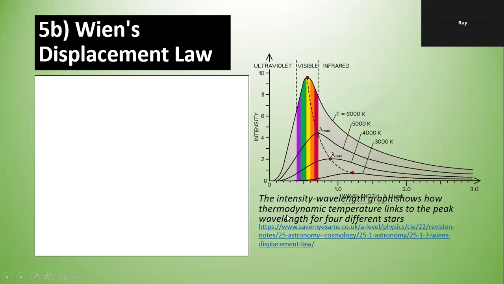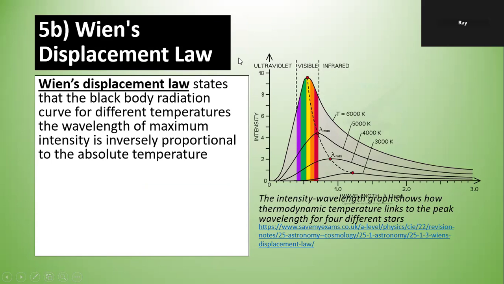The intensity wavelength graph shows how the thermodynamic temperature links to the peak of the wavelength for 4 different stars. Wien's displacement law states that for a black body radiation curve at different temperatures, the wavelength of maximum intensity is inversely proportional to the absolute temperature. Memorize this law. We're very interested in the wavelength at maximum intensity. That formula, memorize it.